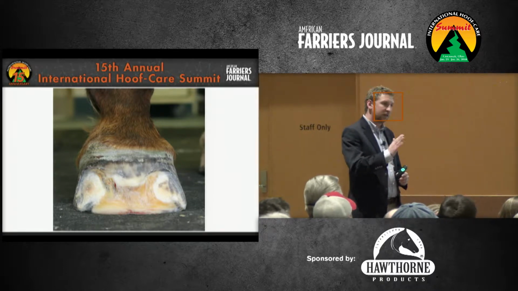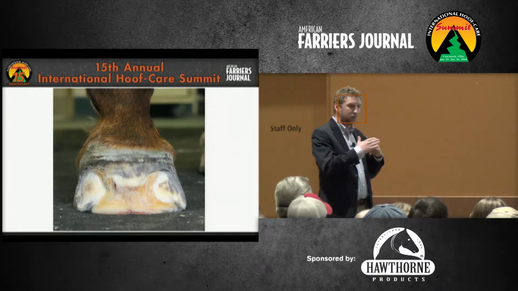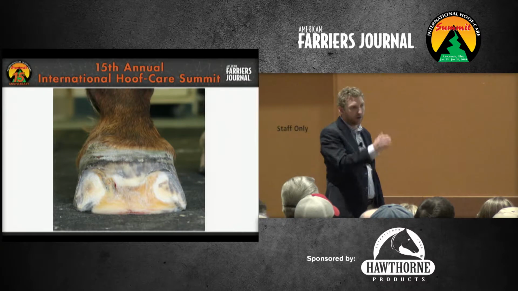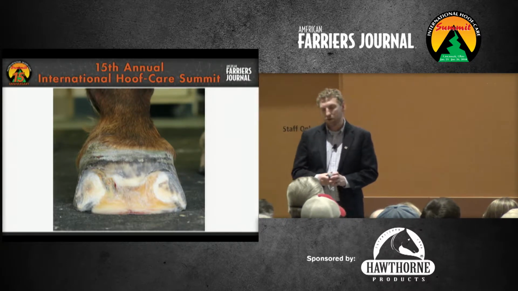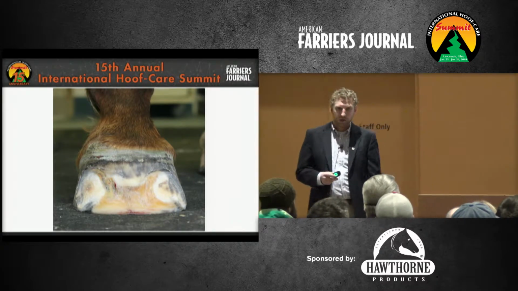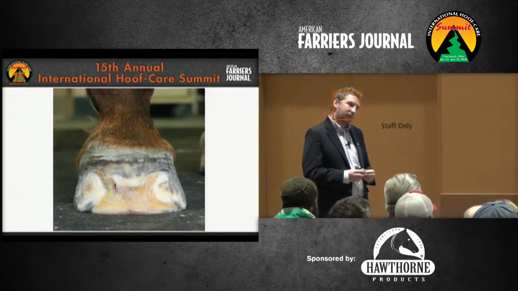Okay, so true white line disease should be axial to sensitive structures. So you should be able to debride it to a fairly healthy appearing margin without really disrupting any of the sensitive structures within the horse's hoof capsule.